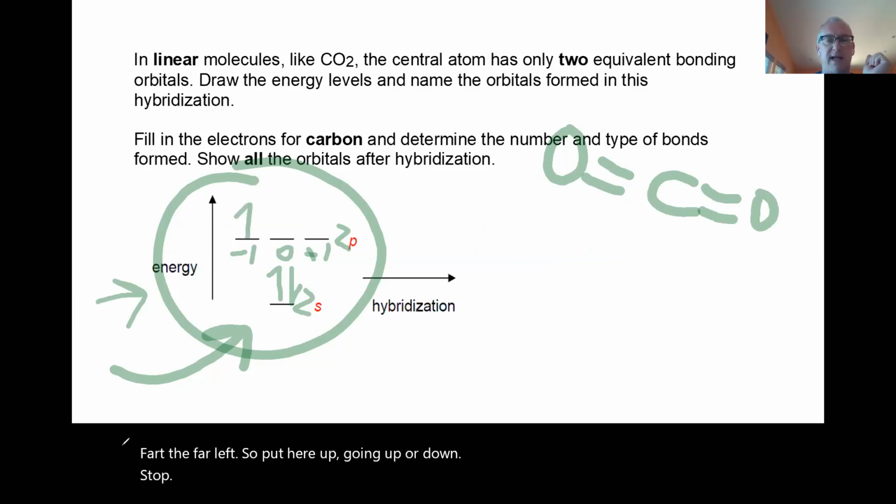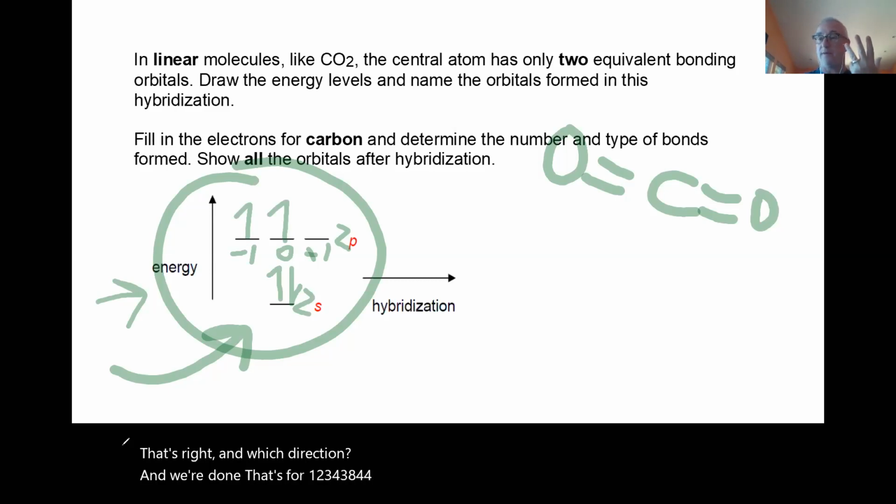Okay. And where does the next one go? 0. That's right. And what's the direction? Up. And we're done. That's 4. 1, 2, 3, 4. So we have four electrons. And those are our 4 valence electrons.